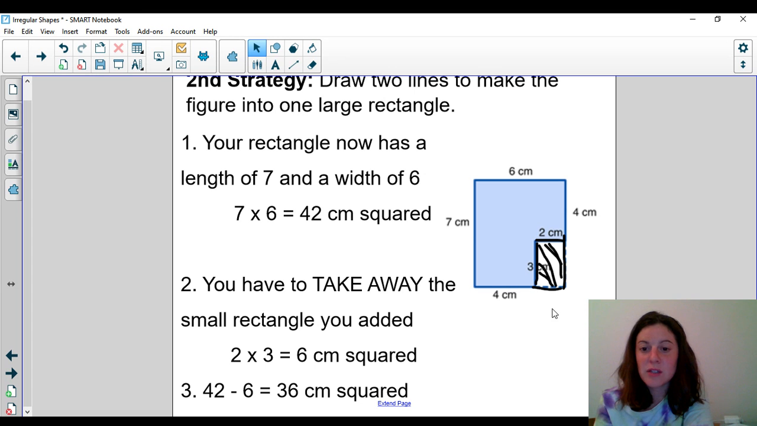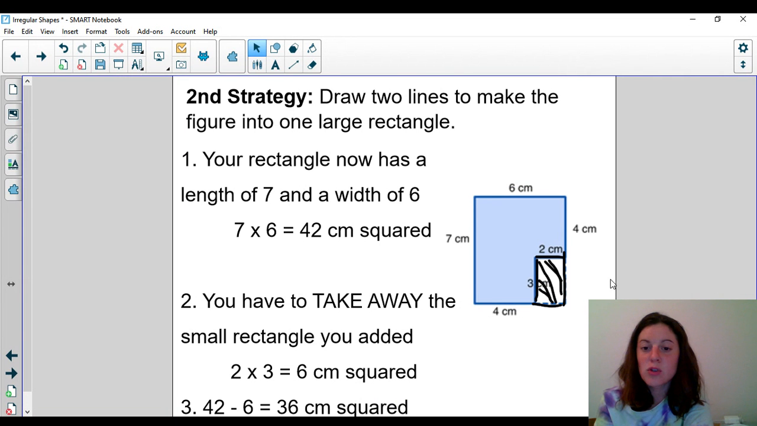A way to check yourself is to use both of these strategies to see if you got the same answer. I got 36 with the first strategy and 36 with the second strategy, so I know that my answer is correct. You can use whichever strategy is easiest for you, but these are two ways that you can use to find the area of irregular shapes.